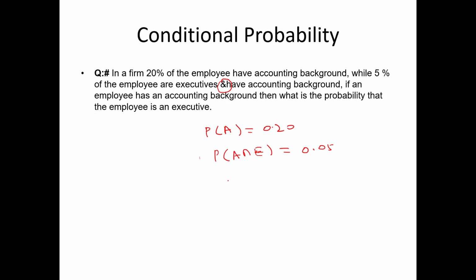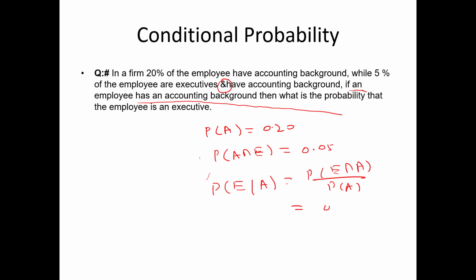If an employee has an accounting background, this is known to you now. If an employee has an accounting background, then what is the probability the employee is an executive? So probability of executive given accounting: probability of E intersection A divided by probability of A. So 0.05 divided by 0.20, you can easily calculate the answer.